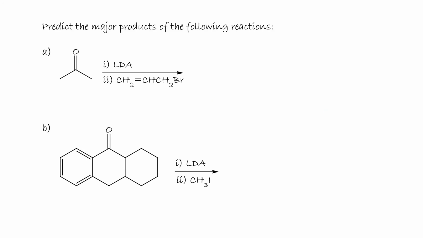Predict the major product of the following reactions. Here we have acetone, or propanone, LDA, then allyl bromide. Of course, one expects the alkylation in here, on this carbon, and the product will be the C-alkylation, this product.